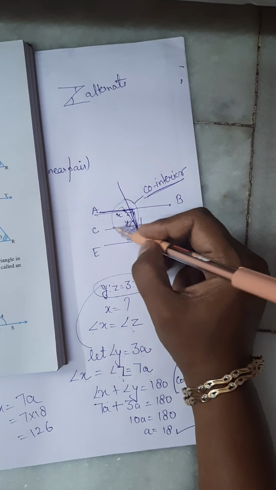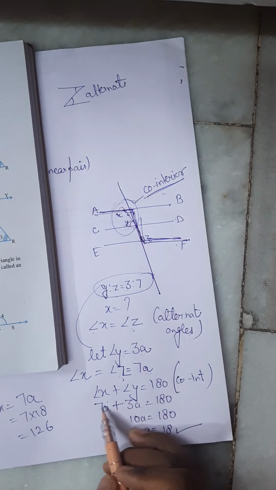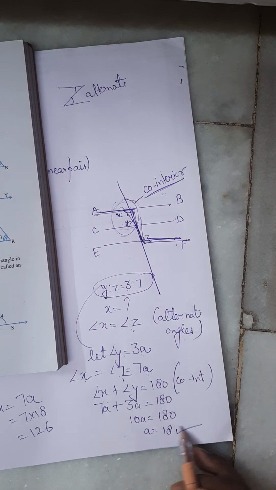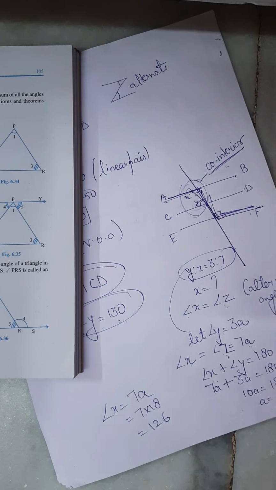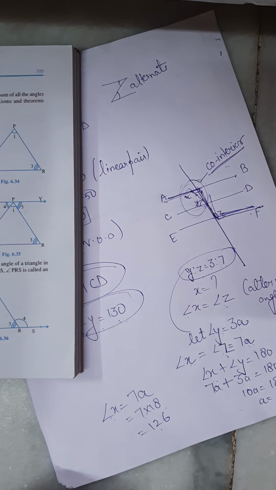Now one more relation is there in this figure. x and y are forming co-interior angles. So angle x plus angle y is equal to 180. Put the values. On calculation, I am getting a as 18. Because the question wanted us to simply calculate x, x is 7a. 7 into 18 gives 126. Just see the quick calculation in the notebook also.